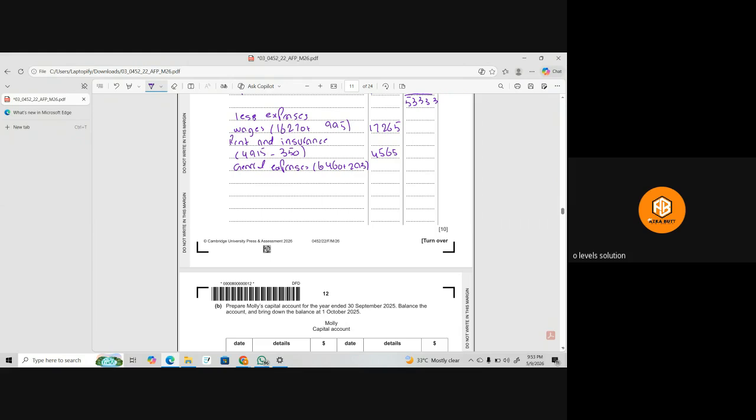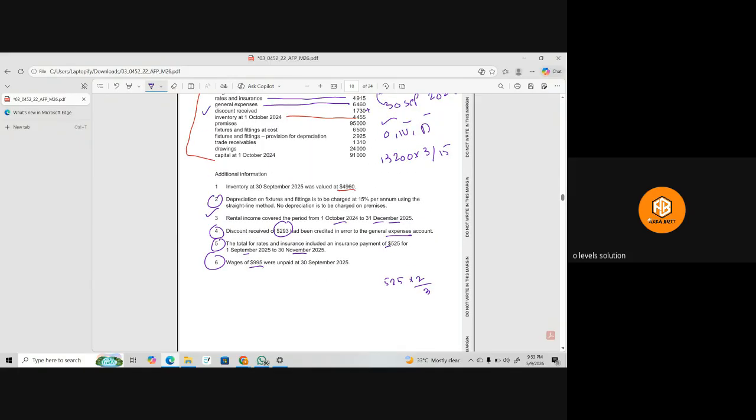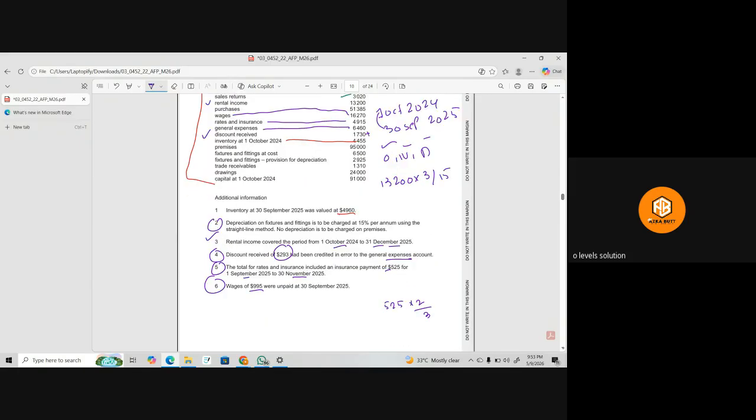Okay, 6460 plus 293 is 6753. Okay, let's do the next one. We have the depreciation left. We have the cost, we have the accumulated depreciation, and they're saying depreciation using the straight line method. So it's very simple.